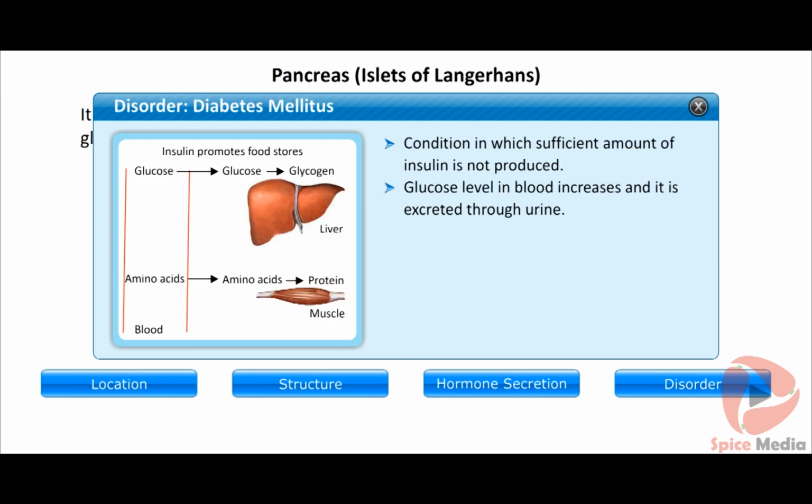When a sufficient amount of insulin is not produced in the body, the glucose level in blood increases and glucose will be excreted through urine. This condition is said to be diabetes mellitus. This disorder is identified by the presence of glucose in urine. Diabetes patients take insulin injections regularly to control the blood glucose level.